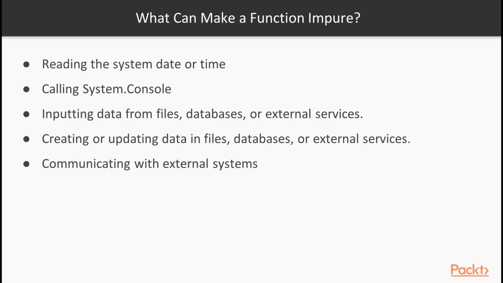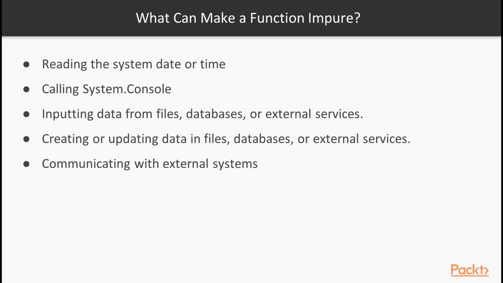What can make a function impure? Basically, doing any kind of input or output within the function body. For instance, reading the current date and time from the system console makes a function impure. The next time the function runs, the date and time will be different. Likewise, writing messages to the system console may seem innocuous, but it makes the function impure.